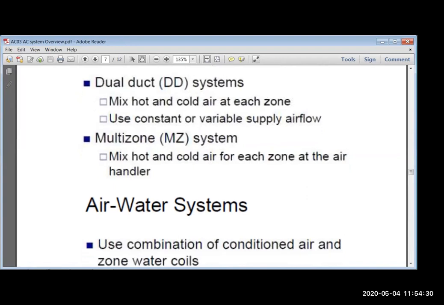Now, dual duct system: we mix hot and cold air at each zone. Hot air is separately supplied up to the room, cold air separately up to the room. Near the room, just before the room, there is a mixing box controlled by automatic dampers. The damper has a control unit.